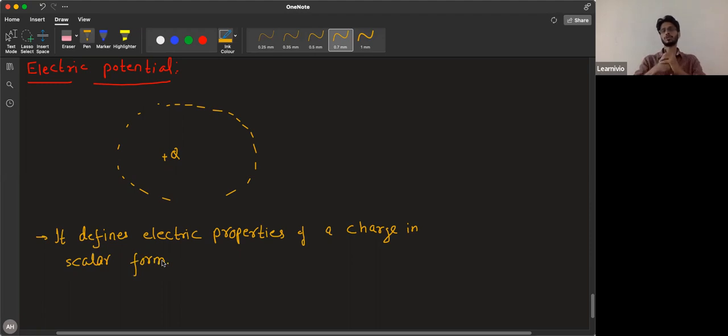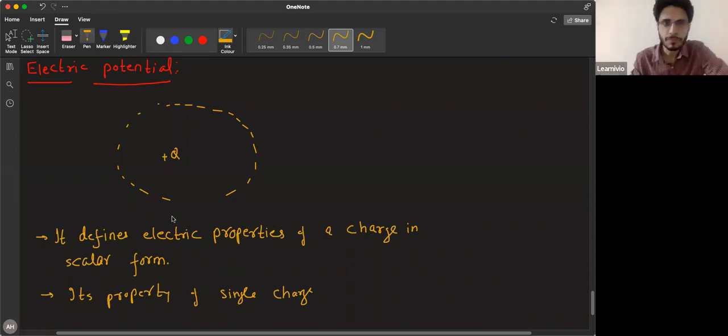So that is potential. This defines the electrical properties of a charge in scalar. It's a property of a single charge, just like field is also a property of a single charge. If you have two charges, then each point charge generates its own.